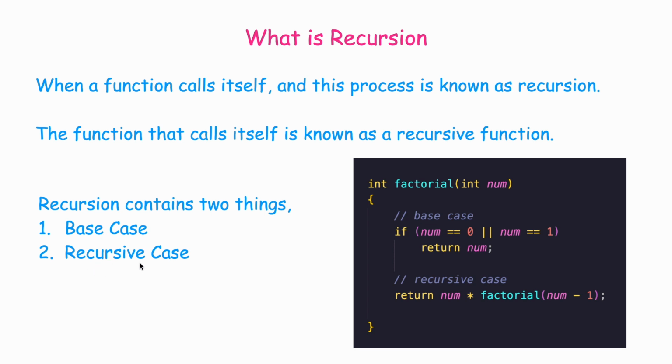And the second one is called a recursive case. A function which calls itself is known as a recursive function. If you see, factorial is my function and this function is calling the factorial function once again. Therefore, this is called a recursive function. So I hope you got it. What do you mean by recursion? When a function calls itself, it is called recursion. The function which calls itself is called a recursive function. I hope you are clear with this.